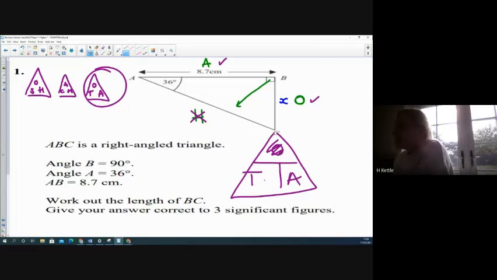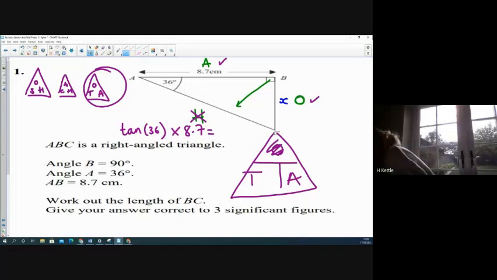Now think about what that means. T is tan 36, times by the adjacent, which is 8.7. I'm going to type that on my calculator. So tan 36, not forgetting to shut the bracket after the angle, times by 8.7, which is 6.32.